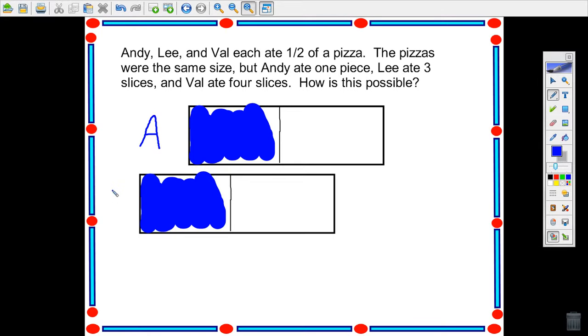Now Lee ate 3 slices. So he had the same amount, but it was cut into smaller pieces. So Andy ate 1/2 of the whole pizza. Lee also ate 1/2, but his slices were smaller, so he ate 3/6.